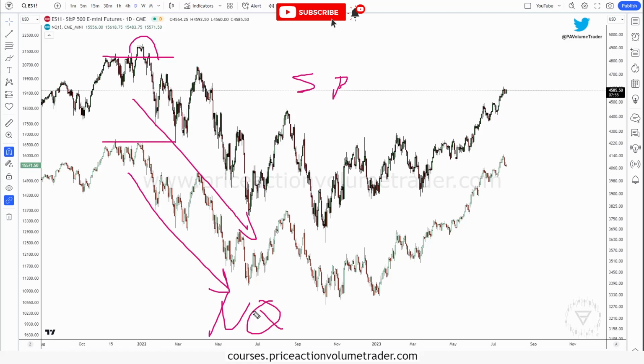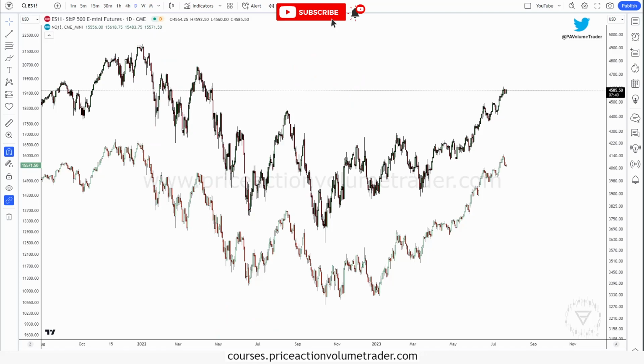NQ is obviously more geared toward tech stocks, is the top 100 of the stock market in total, and the S&P is the top 500. So there's going to be some differences in them, but overall we'll say these are two highly correlated markets. So let's say if you're going to put a swing trade long on the S&P, and you have a rule that you're going to put just a 2% risk per trade based on your total account size.